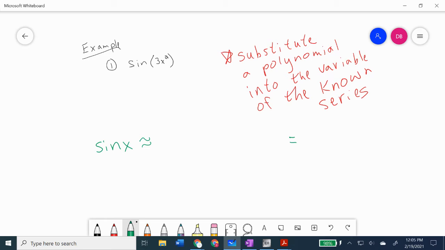We already know that sine x, the first few terms are x minus x cubed over 3 factorial plus x to the 5th over 5 factorial, and so on. The sigma formula is negative 1 to the n, x to the 2n plus 1 over (2n plus 1) factorial.